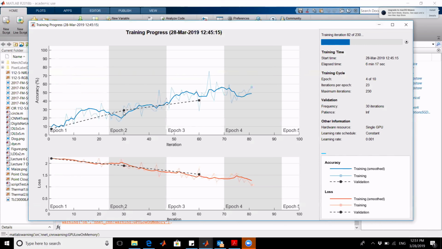You see the two blue curves. One is a little bit more faint than the other. The fainter one is the instantaneous value, and the brighter blue one is the running average. Okay? It's a little bit smoother.